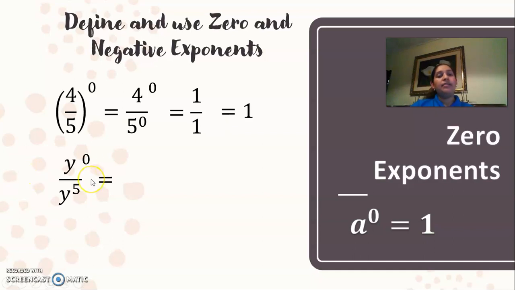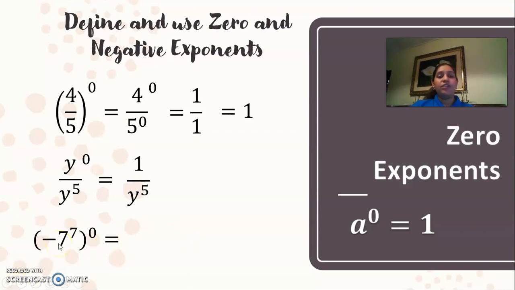Now, my next example: y raised to the power of 0 over y raised to the power of 5. I can simplify my y raised to the power of 0, and I'm going to have 1. So this way, I have 1 over y raised to the power of 5. And if I cannot simplify it more, I'll leave it until there. Now, here I have another example.